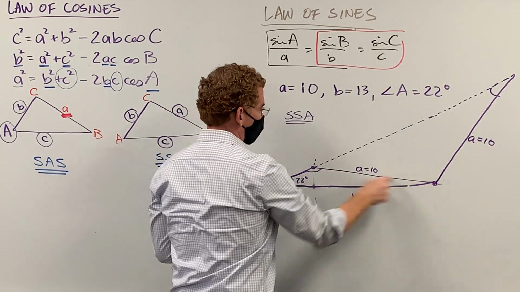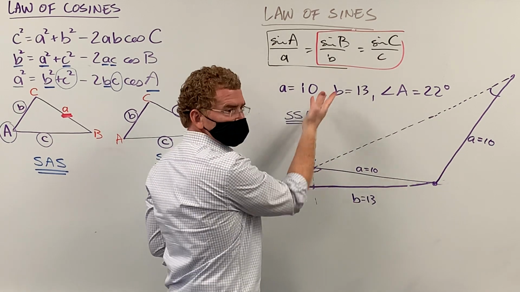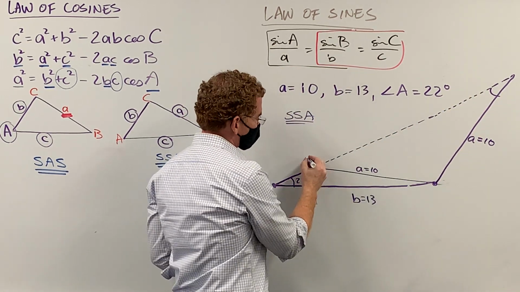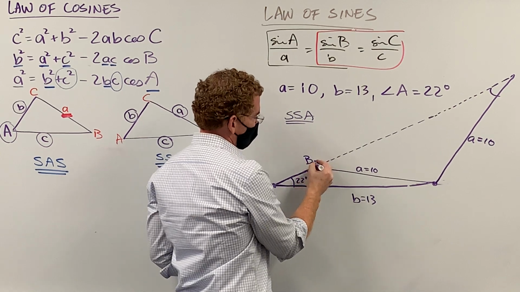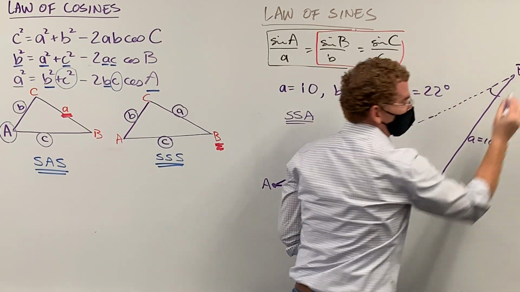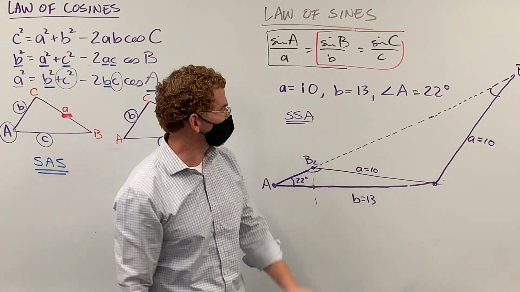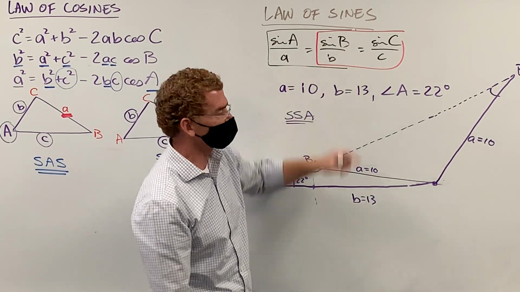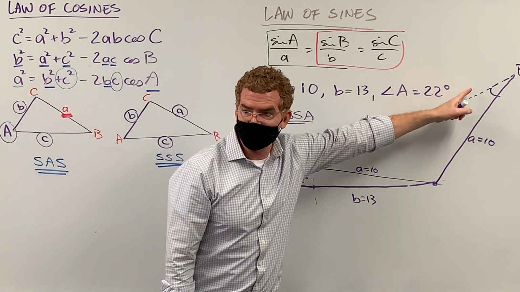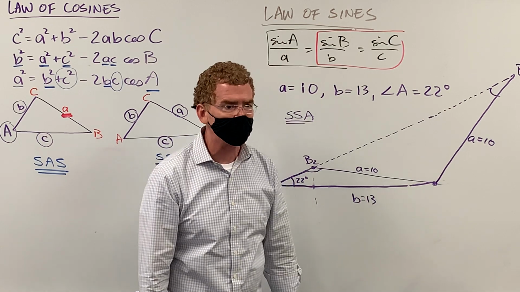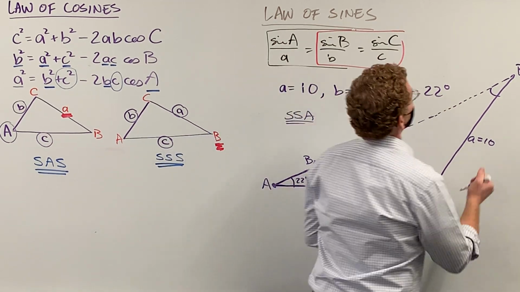So this could be one of the triangles that fits this information, and this could be the other one. So this potentially could be one B, and this could be the other one. But which one is your calculator going to tell you? When you go and plug this in and solve for angle B, it's going to tell you the smaller one, the one that's acute, because it's able to do that with inverse sine. Check it out.